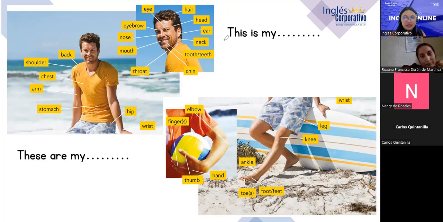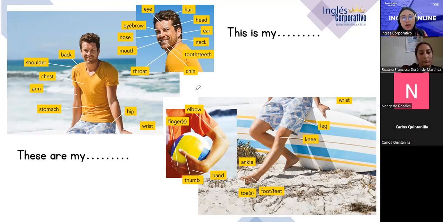Y hay ciertas partes de mi cuerpo que obviamente son en singular. This is my. Esta es mi. Nose. This is my nose. This is my mouth. This is my chest. This is my back. It can be, right? En plataforma hay un ejercicio de esto, pero nos saltamos el video y lo trajimos directamente acá.